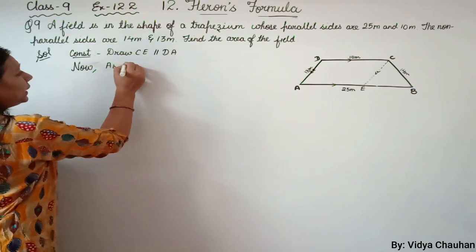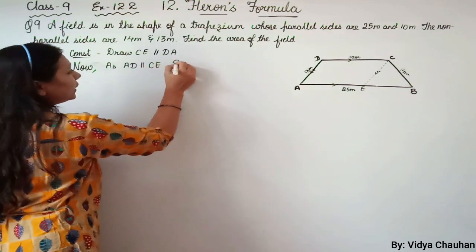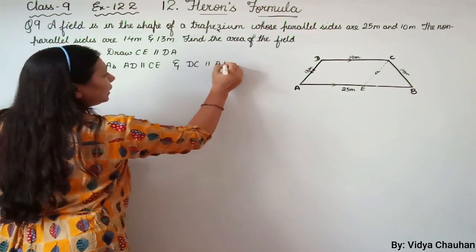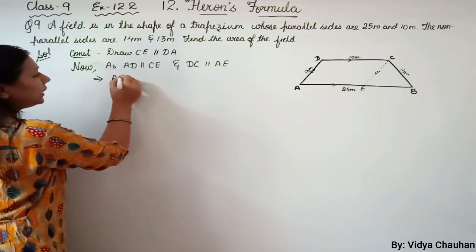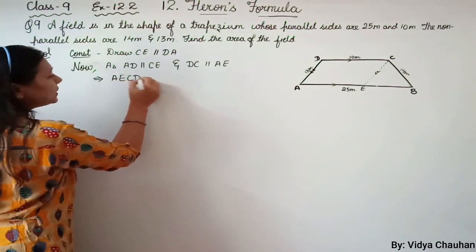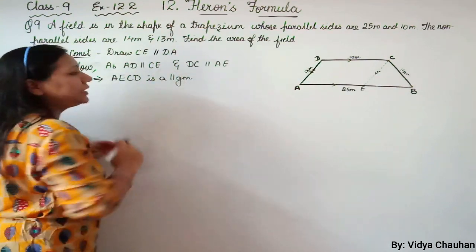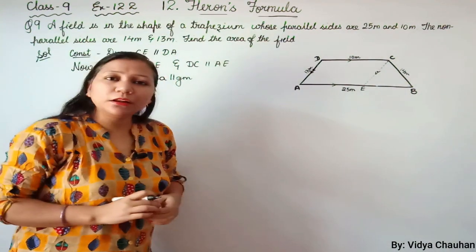Now, as AD is parallel to CE and DC is parallel to AE, what does it imply? It implies that AECD is a parallelogram. That means our figure AECD becomes a parallelogram.